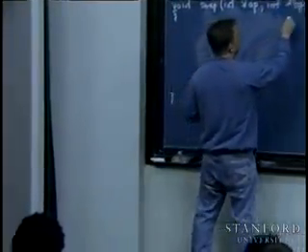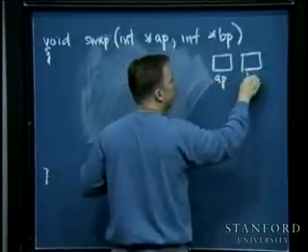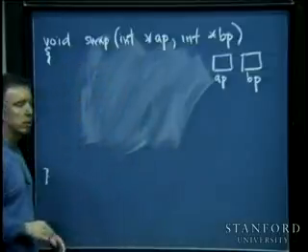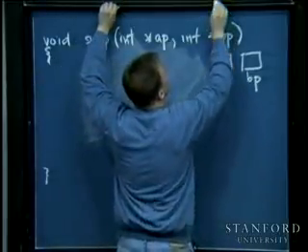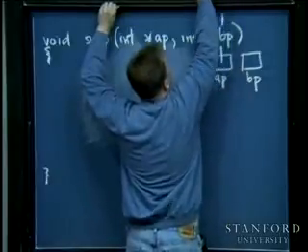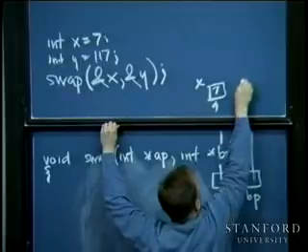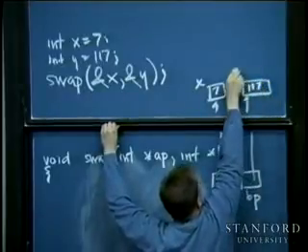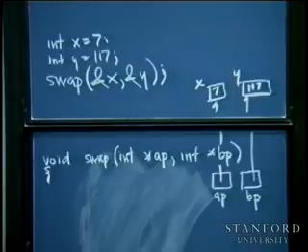So this is a function I haven't written yet, but I know that this thing called ap and bp, the p is there just to remind myself that it's a pointer. This points to the x box and the y box that has a 117 in it. So what I want to do is exchange the 7 and the 117.